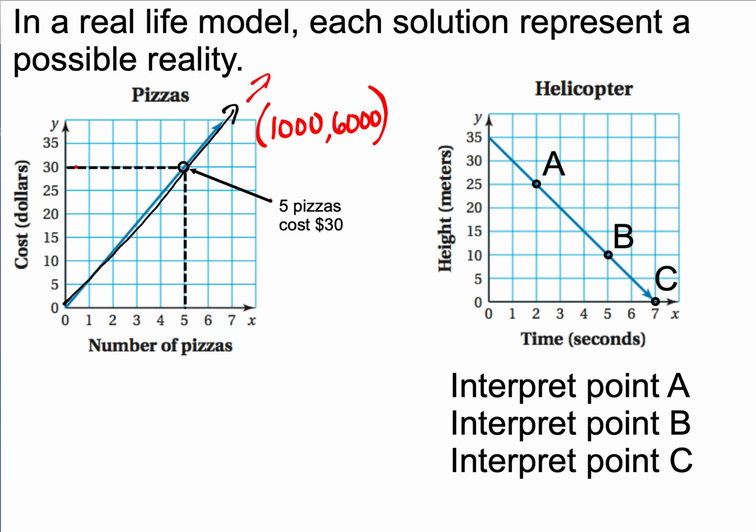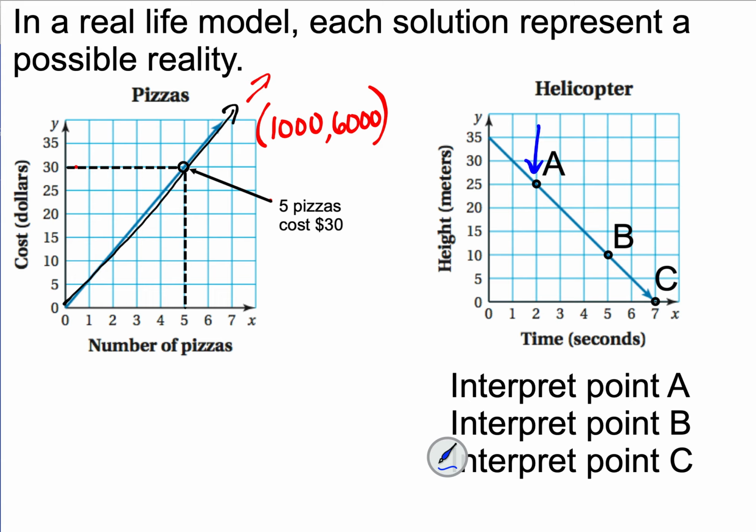Here's a helicopter. Well, it says helicopter at the top. The x-axis says time, and it's measured in seconds. It goes from 1 to 7. The height of the helicopter is measured in meters. Looks like we're counting by 5s, going up to 35, interpreting these points. So, it looks like a helicopter going down. A helicopter must be landing.